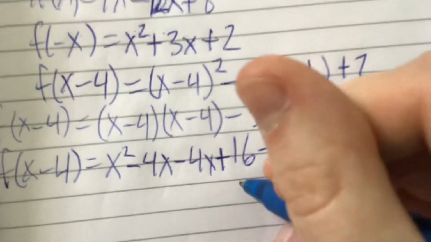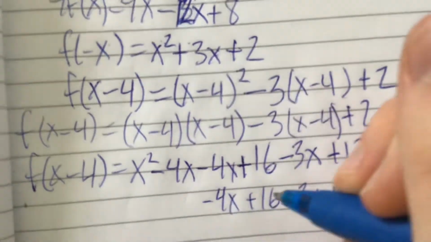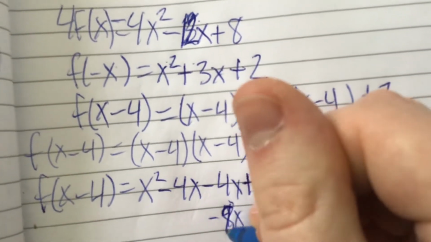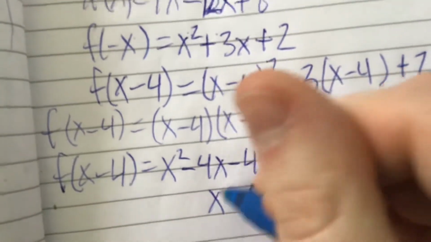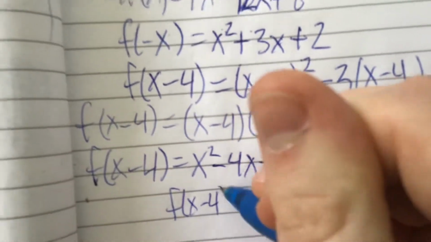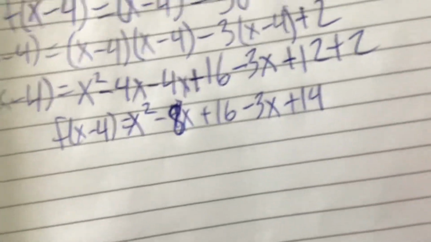Negative 3x, positive 16, negative 4x. Or actually, we're adding stuff up a little bit now, so I'm going to make this an 8. And then we're going to have that. And then we're going to have this. And that's equal to that. Okay. And we have even more to go.